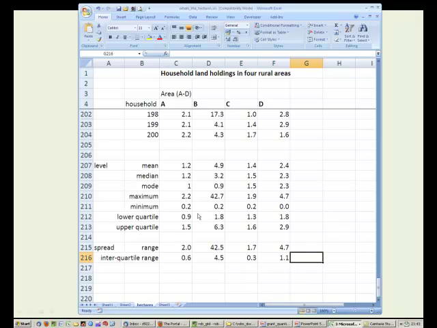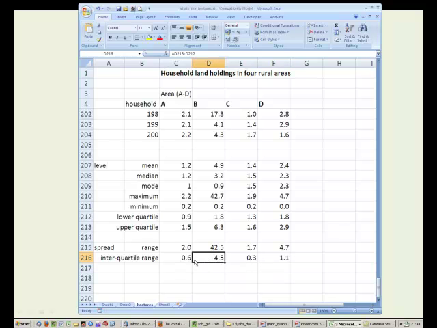So in village A, the middle 100 households, that middle half, are contained in a range of 0.6 hectares from the smallest to the largest holding. B is 4.5, C 0.3, and D 1.1. So again, that agrees with the order of spread given by the range. This is the smallest, that's the next one up, that's the next one up, and that's the biggest. Again, smallest, next one up, and the biggest.